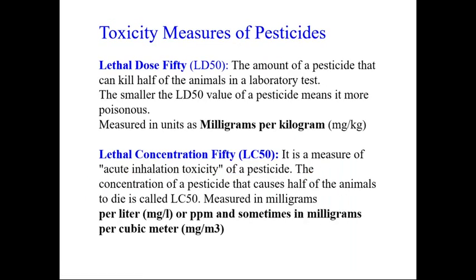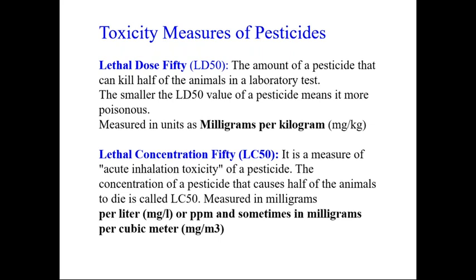So how is the toxicity of a pesticide measured? It is measured by a dose known as the LD50, which stands for lethal dose 50. It is the amount of pesticide that can kill half of the animals in a laboratory test. The smaller the LD50 of the pesticide, the more toxic it is. It is measured in units of milligrams per kilogram. Sometimes when it is very toxic, you will have the LD50 in micrograms per kilogram.